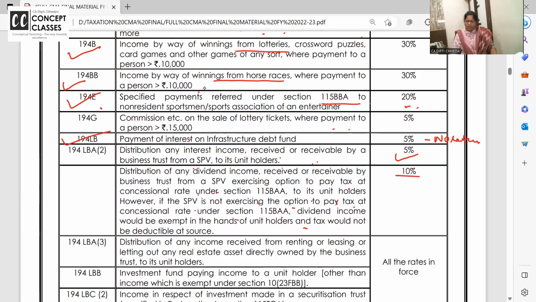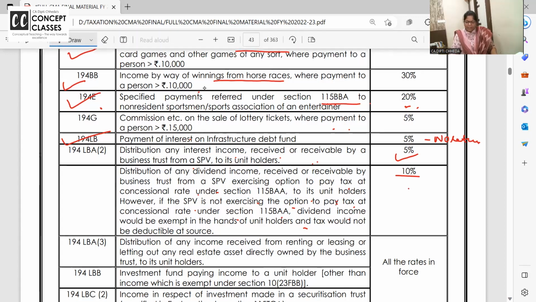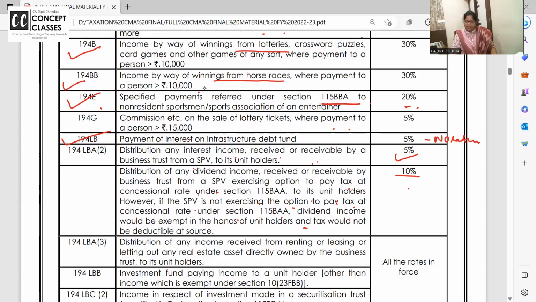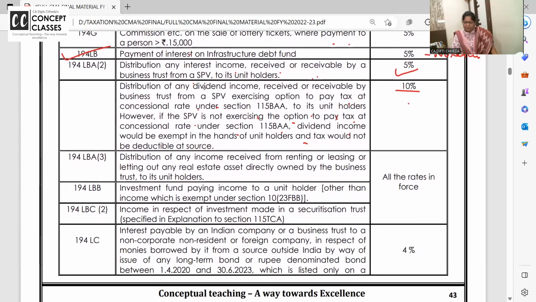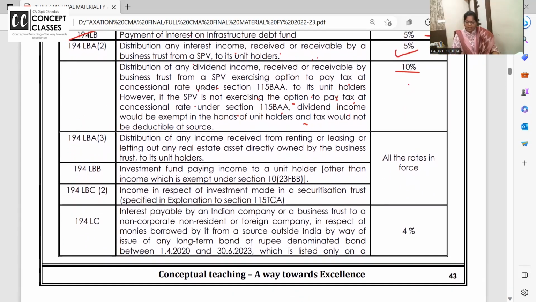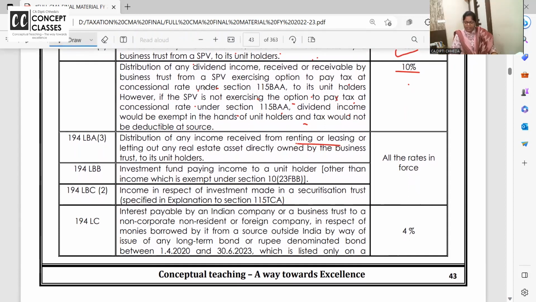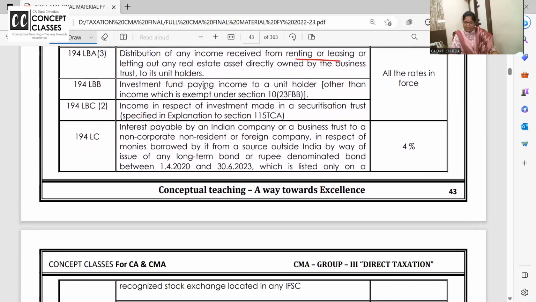So business trust and all, generally how much TDS is deducted? 10%. But if it is income received by business trust from the SPV, then 5%. SPV to unit holders, 10%. और कुछ REITs होते हैं, याद है आपको? रियल एस्टेट के इन्वेस्टमेंट फंड्स और ट्रस्ट, तो उनको जो रेंटल इनकम है उस पे rates in force पे, देख लेना, have to check.